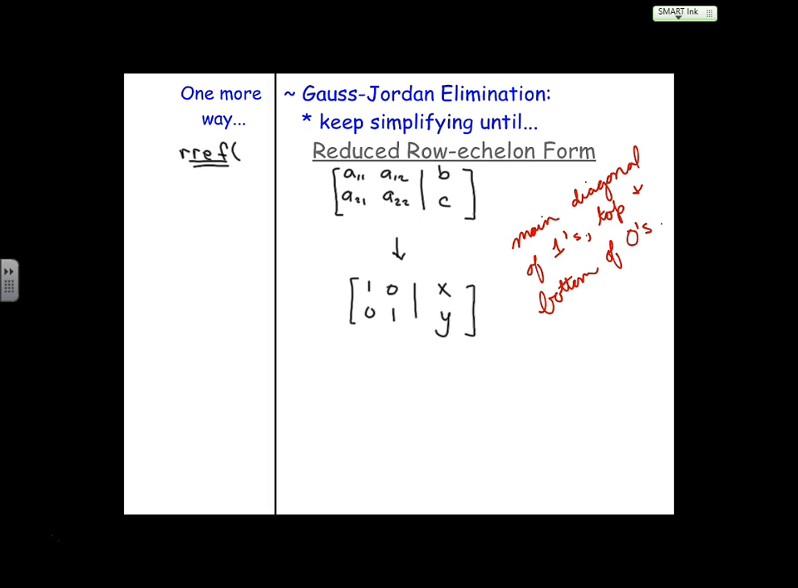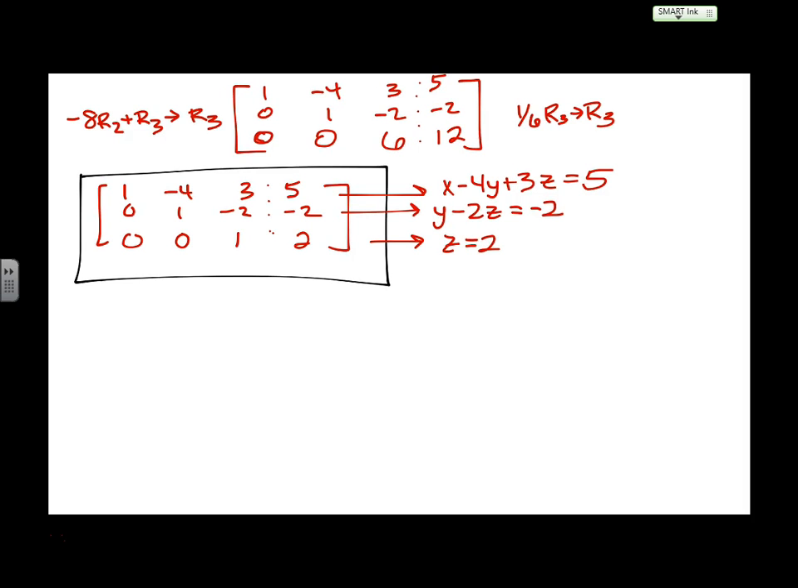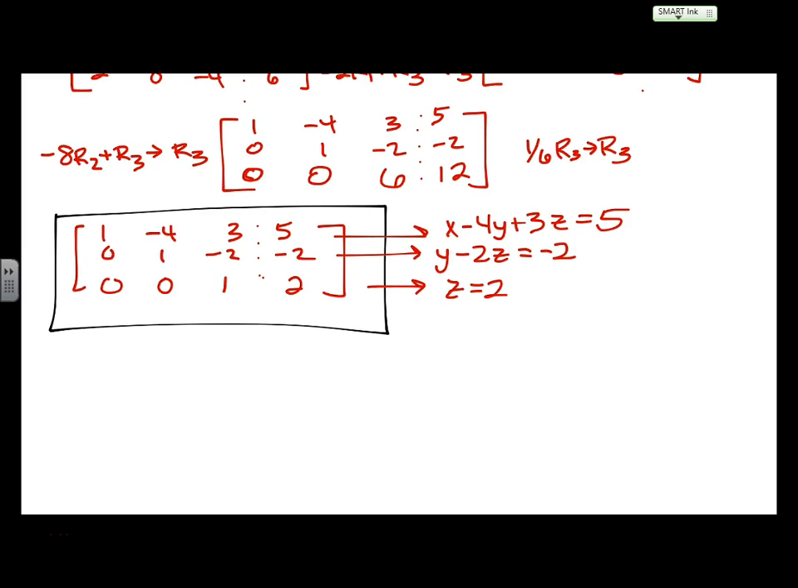The last example we did yesterday was just row echelon form. And when we got to the very, very end of all of our hard work, were we done? No. How would we have finished? Yeah, we would have had to back substitute to solve.